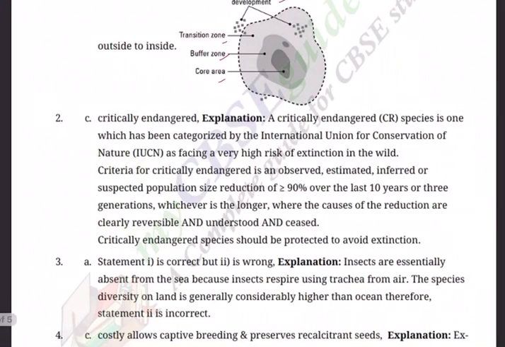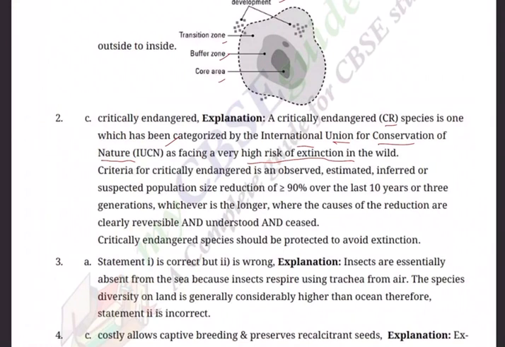Question 2. Critically endangered. A Critically Endangered, CR, species is one which has been categorized by the International Union for Conservation of Nature, IUCN. Sometimes they will ask you a 1 mark question, expand. It is facing a very high risk of extinction in the world.